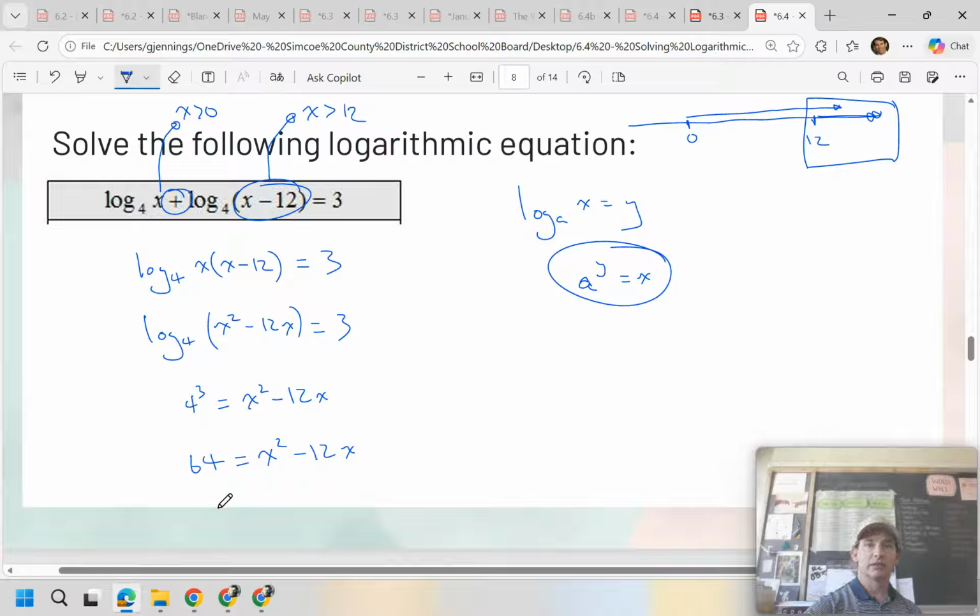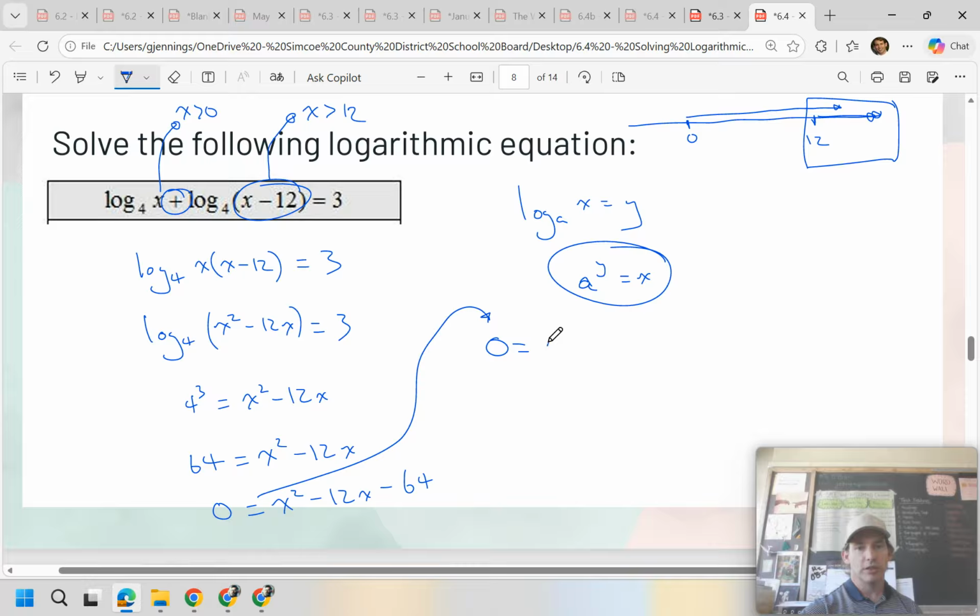Is this like where you subtract? Oh, wait, no. I mean, you could subtract 64 and then do quadratic. Yes. So we set it equal to 0. Almost like we've been doing this for 3 years. 0 equals x minus 16 times x plus 4. Let's just do a quick check. x squared plus 4x minus 16x is indeed minus 12x minus 64. Okay, that is algebraically equivalent.